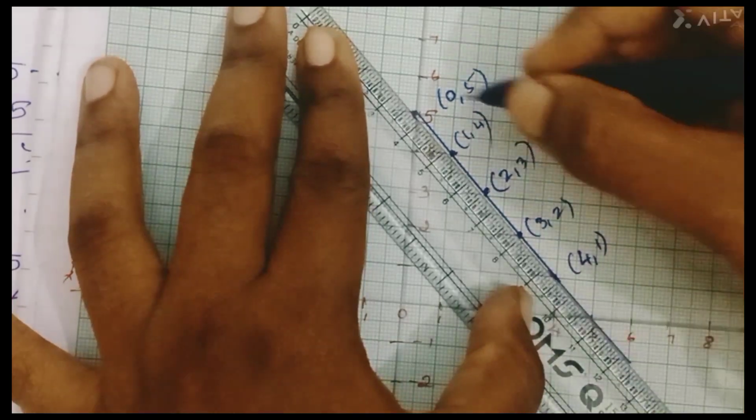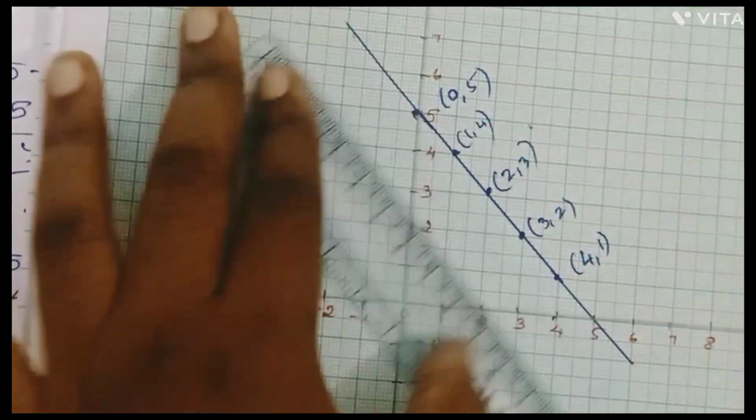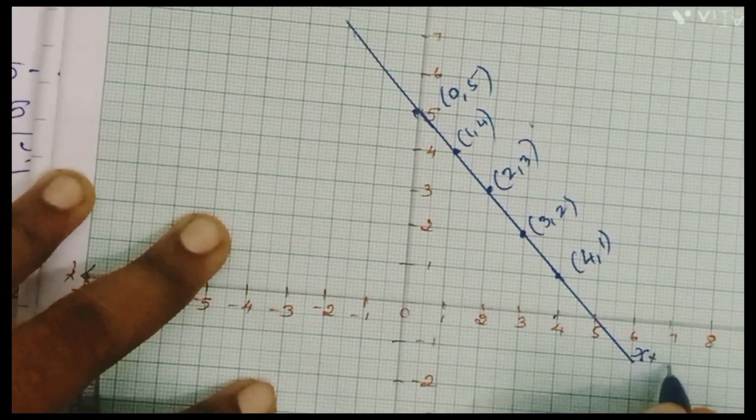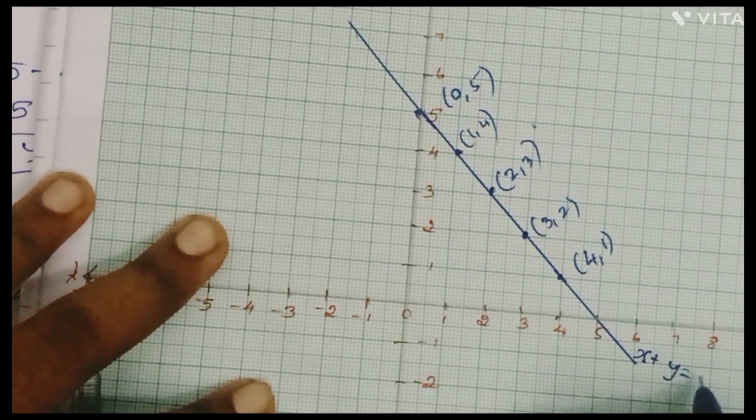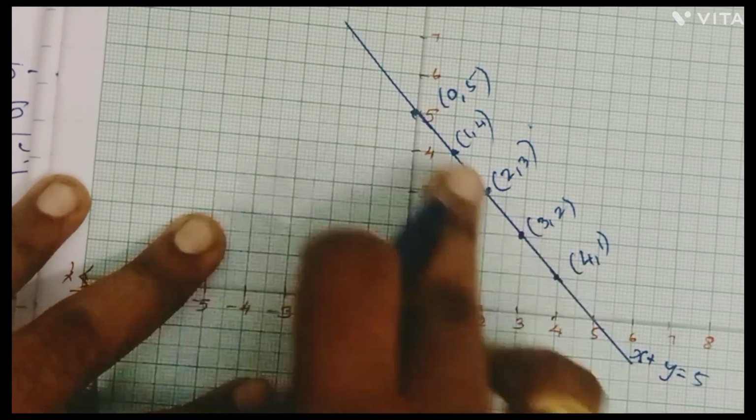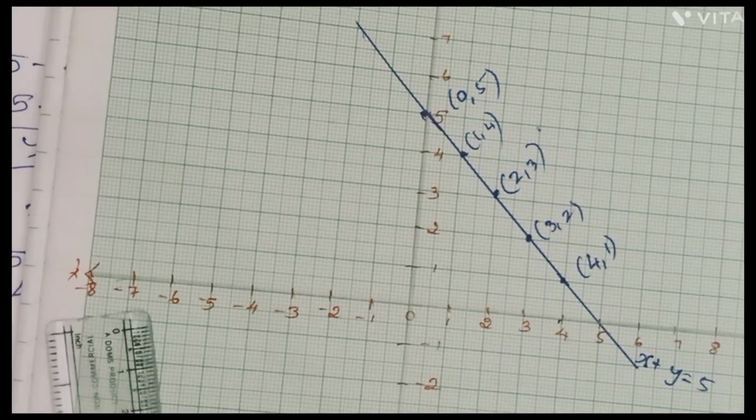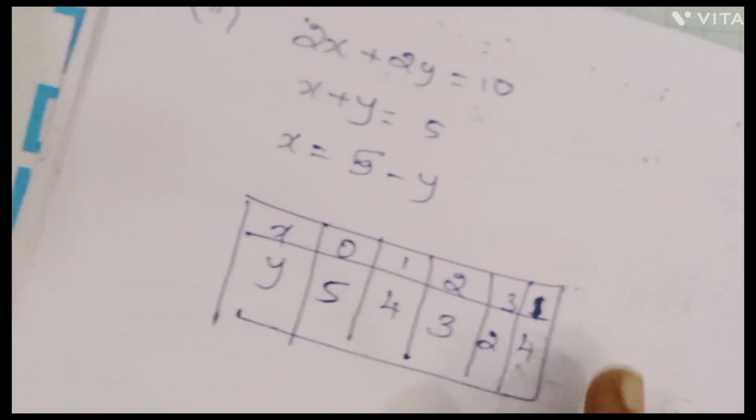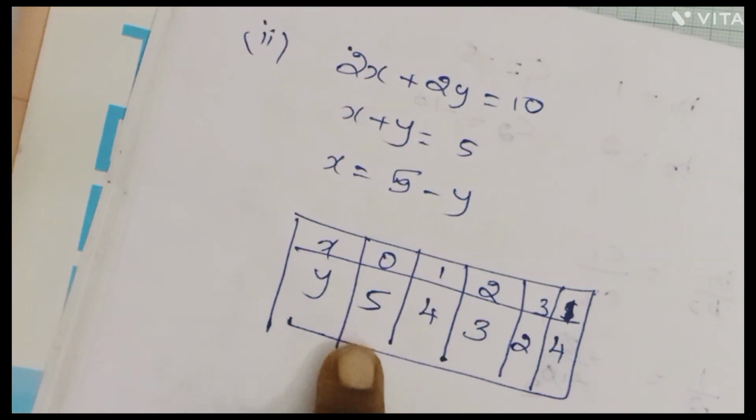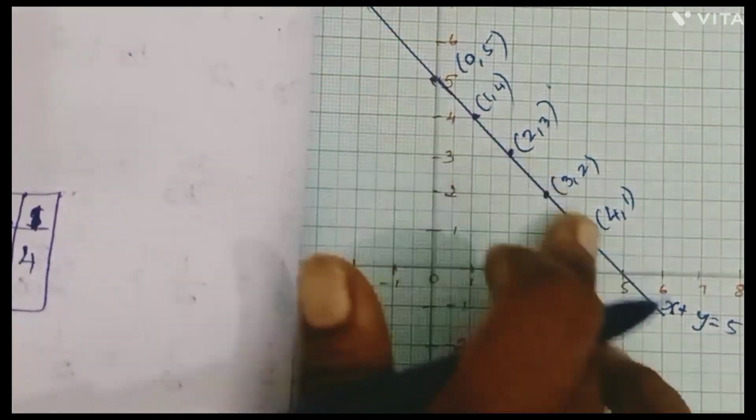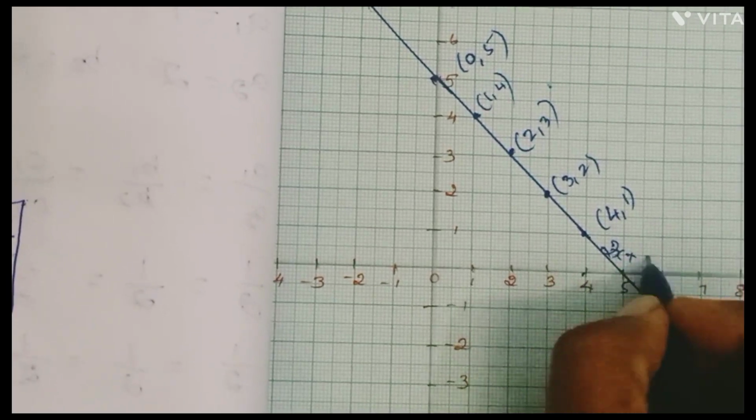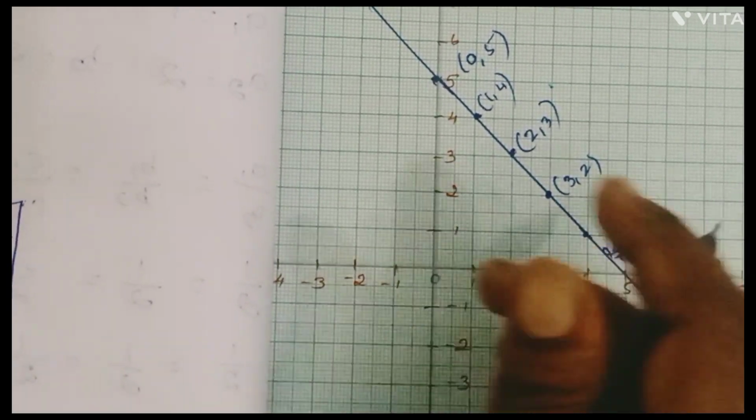I am just extending this line. So if I join, this line is x plus y equal to 5. And what about the second line? Second line is 2x plus 2y is equal to 10. What are the points? The same points. So we say that this line is again 2x plus 2y equal to 10.